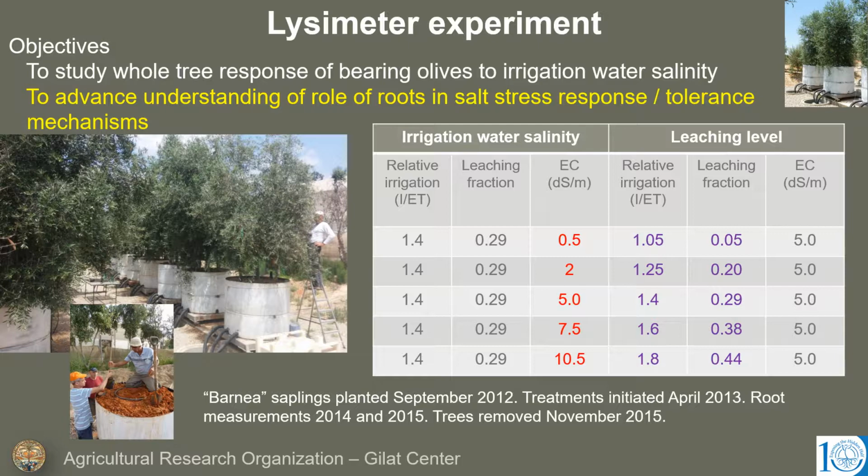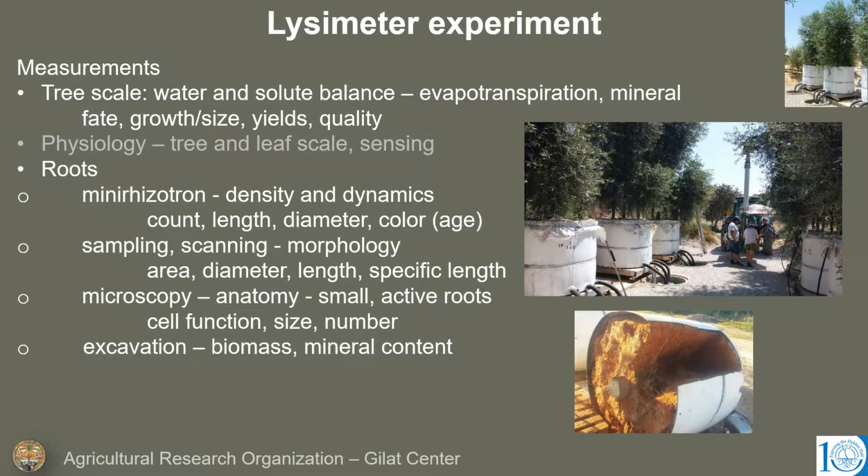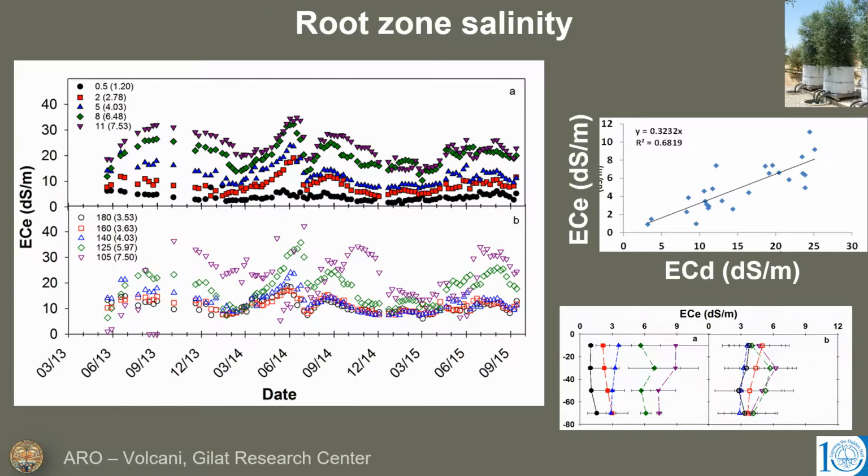Barnea olives, 4 years of growth, 3 years of experiment, including 2 years where we were getting olive yields. We were initially looking at tree scale water balance, solute balance, and yield response. Also looking at both full tree and leaf scale physiology. And today I'm going to talk about what we looked at in roots, which includes mini rhizotron work with sampling and scanning, some microscope work, and at the end of the experiment, removal and excavation of roots throughout the profile.